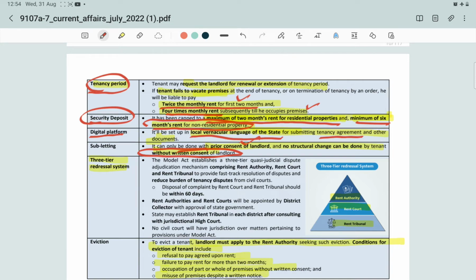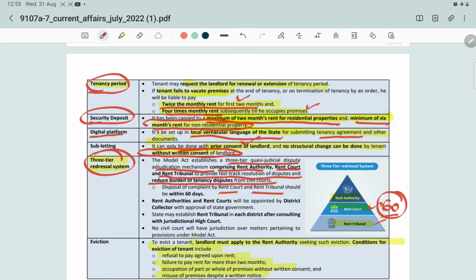There must be a three-tier redressal system. It is a 3-tier quasi-judicial dispute adjudication mechanism comprising the rent authority, rent court and rent tribunal to provide fast-track resolution of disputes and reduce the burden of tenancy disputes on civil courts. Disposal of the complaint by rent court and rent tribunal should be within 60 days.